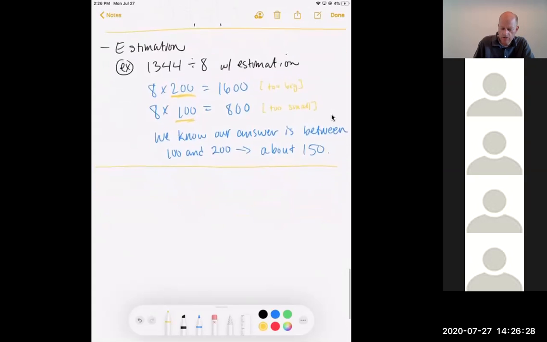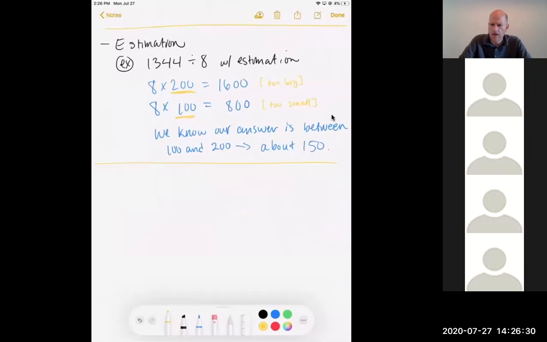So those are the things that you do with estimation, because division can be thought of as finding a missing factor in a multiplication problem. And so here I was trying to find the missing factor when I multiply 8 times something to get close to 1,344. Okay. That's how you can use estimation.